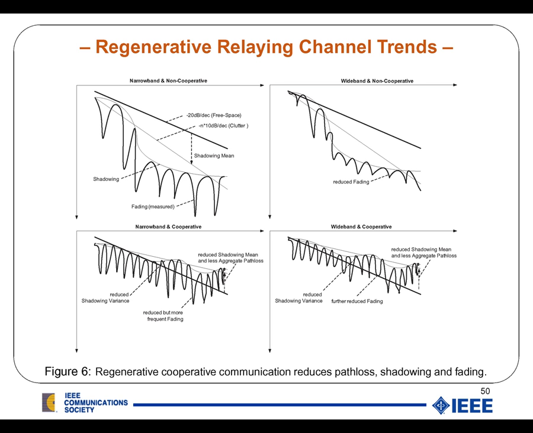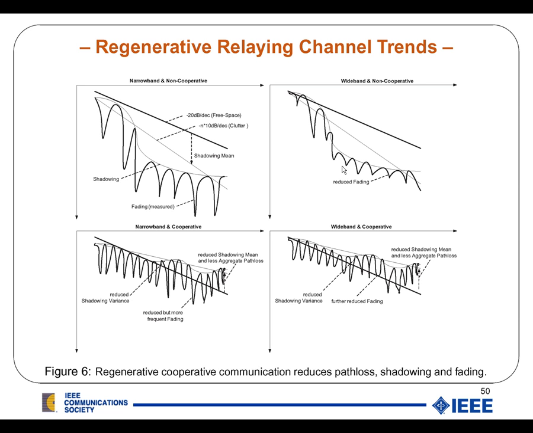On the right hand side we got the wideband case, where you see that we got a reduced fading. The reason being is because our wideband transceiver is able to pick up more diversity, and therefore you would have less fading.